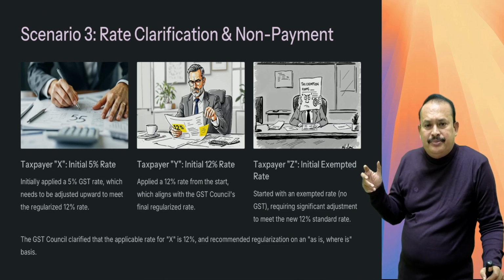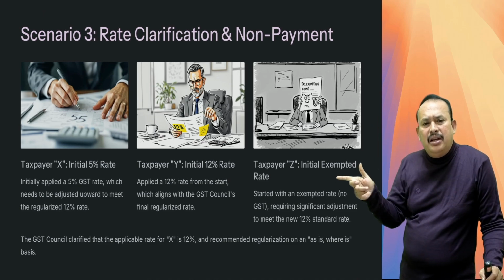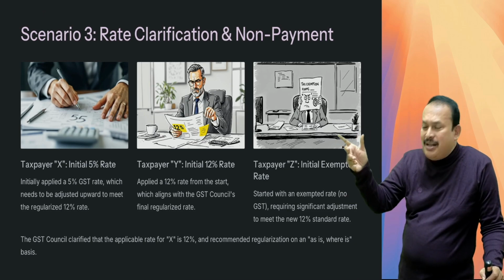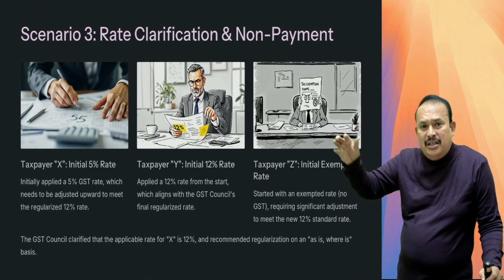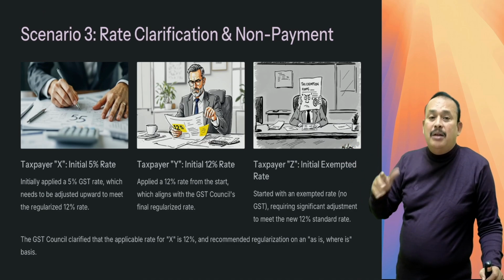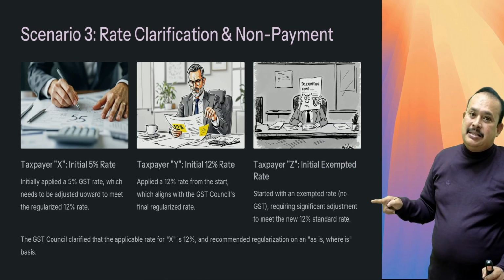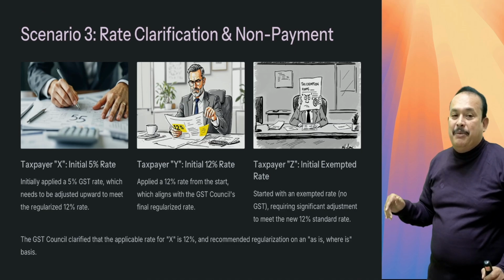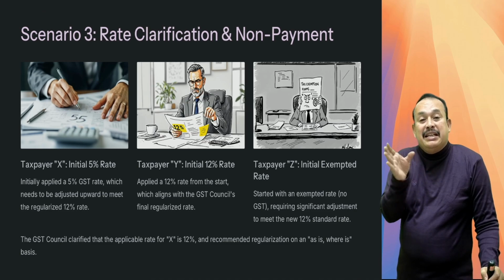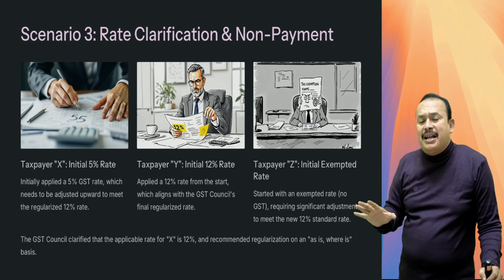Taxpayer X paid 5% GST for a given product. Taxpayer Y paid 12% GST for the same product. The dispute is 5% or 12%. Clarification is required whether it should be decided as 5% or 12%. Clarification is not required for non-payment of tax. But taxpayer Z, by saying there is a 5%, 12% ambiguity, did not pay anything. Not paid anything.